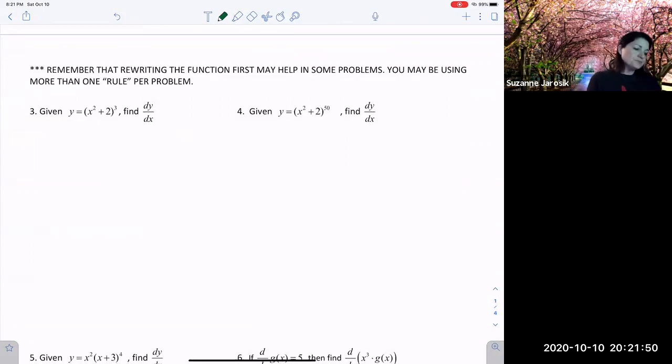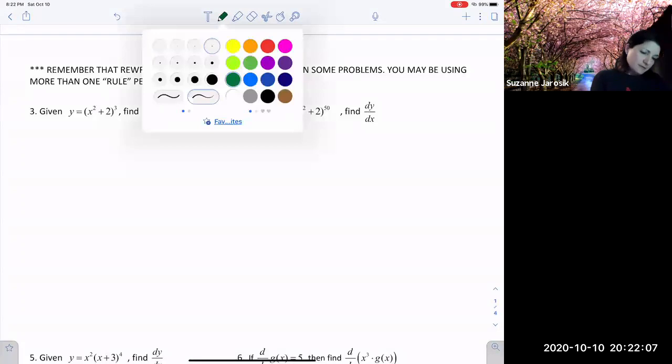Okay. So some helpful hints here. Remember that rewriting the function first may help in some problems. A lot of times with power rule, you simplify first. With any of them, if you can simplify first, it will make your life a little bit easier. Okay, and you may be using more than one rule at a time.